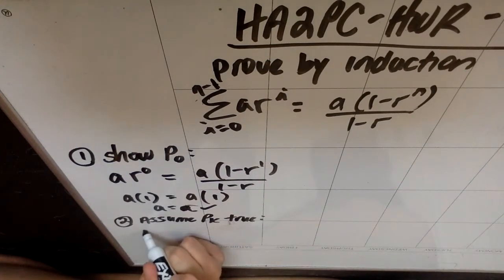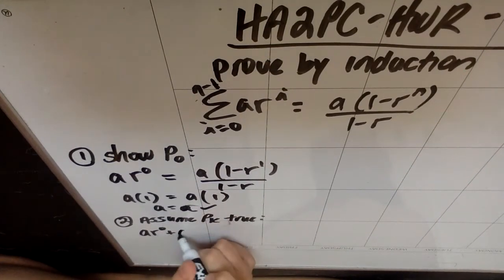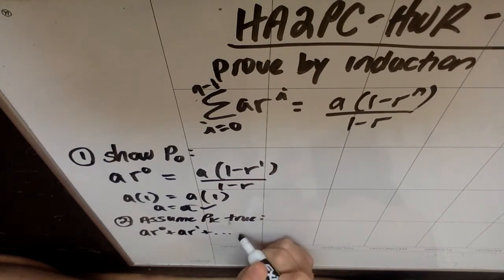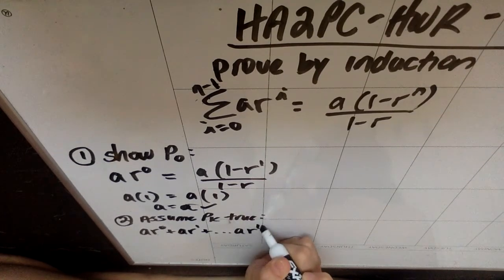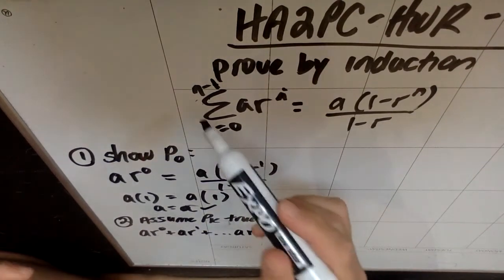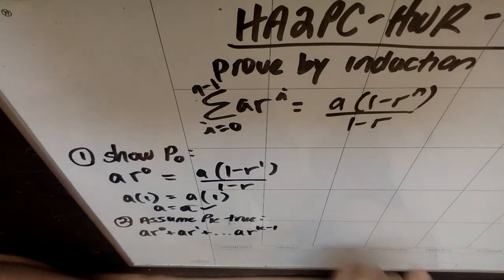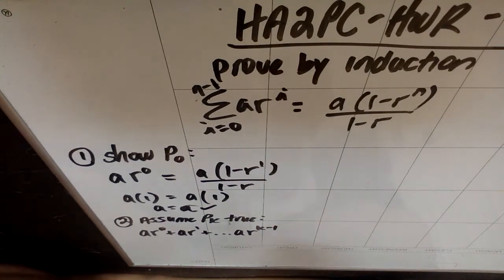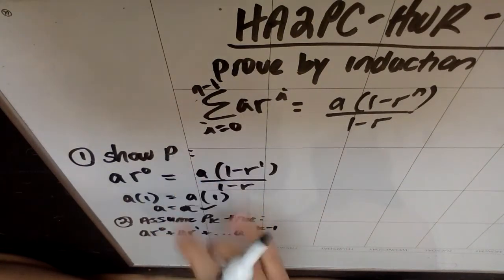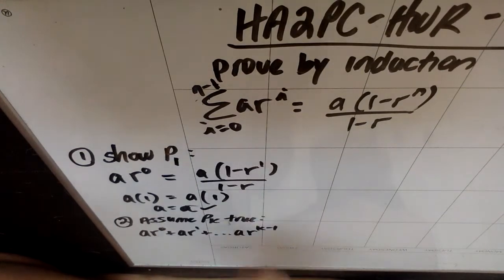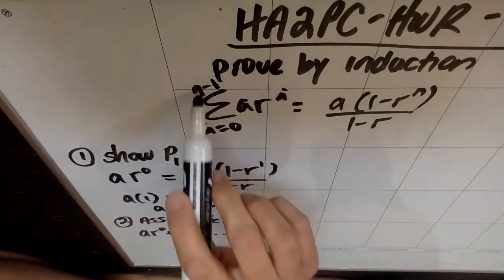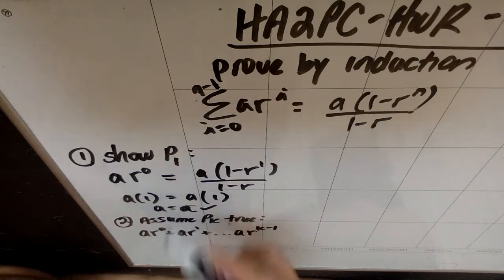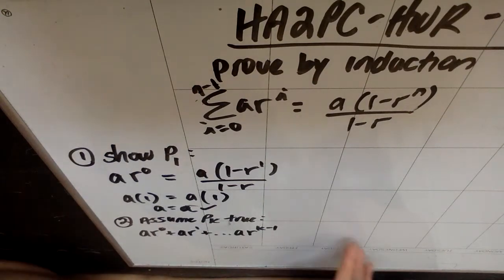So what P sub k would look like is a times r to the 0 plus a times r to the first plus all the way up to a times r to the k minus 1, right? Because if I'm using n as k, P sub k means n is k. Actually, we could argue that this was P sub 1, because P sub 1 means n is 1. Sorry, that was a silly brain fart that I called it P sub 0.